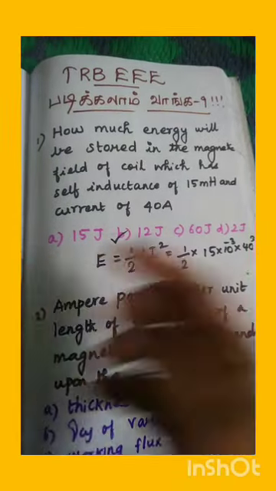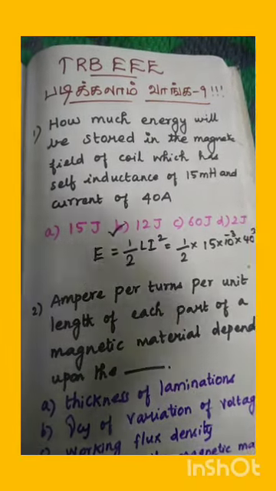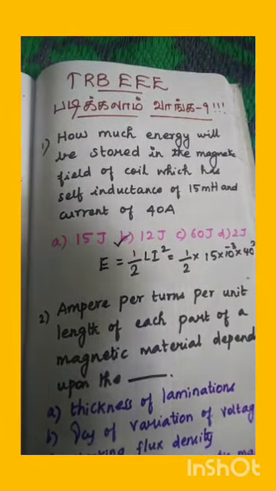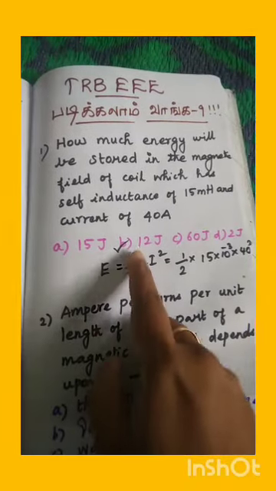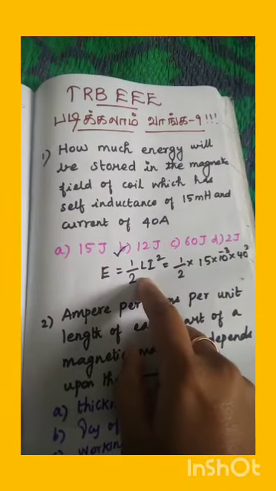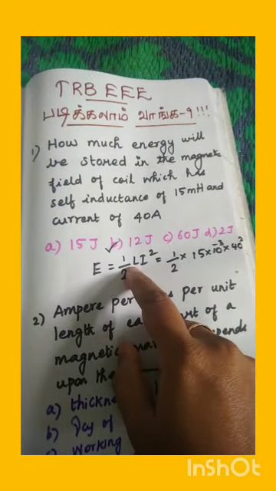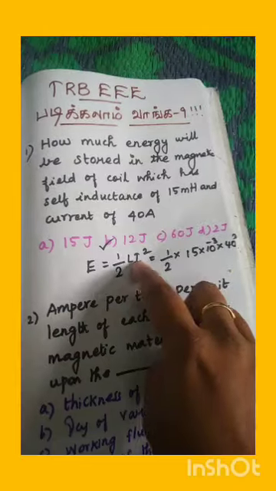So we know that an inductor is a component used to store energy in a magnetic field. Before that, we should understand the formula for the energy stored in the magnetic field: E is equal to half into L into I square. L is the self-inductance and I is the current flowing through it. L is given as 15 millihenry, that is 15 into 10 power of minus 3, and I is 40 amps.